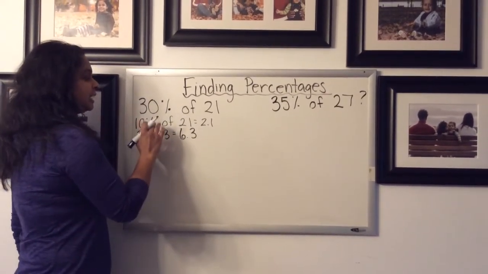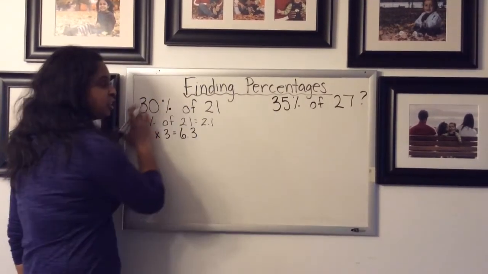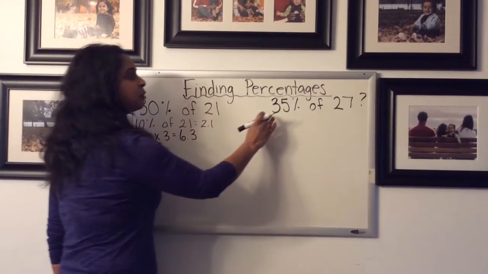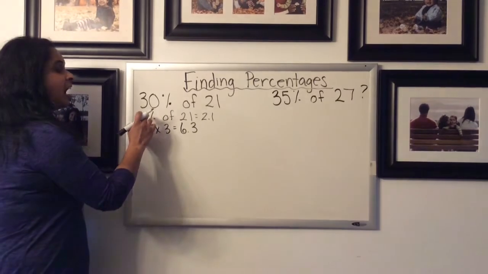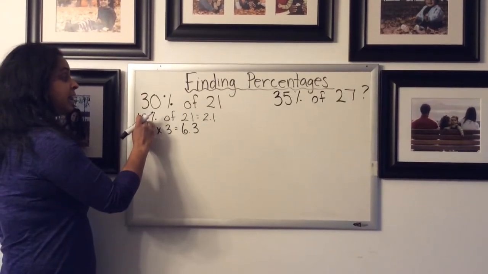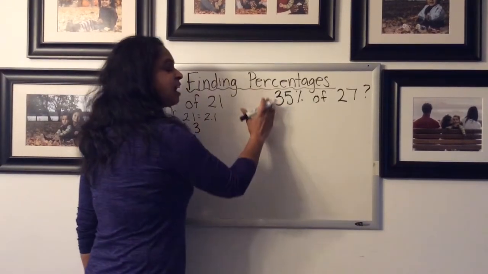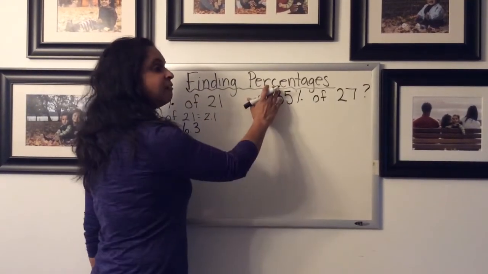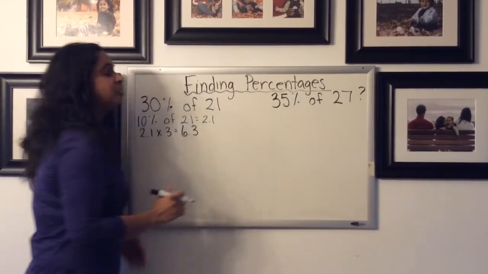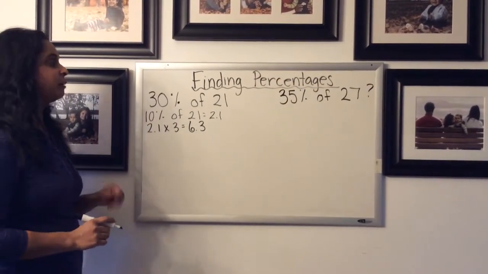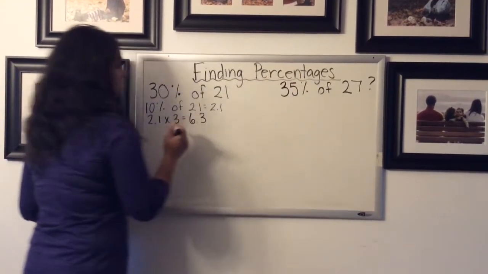So what you're going to see is something a little different today. You're not going to be able to use this strategy anymore, because now I'm trying to find 35% of 27. In this case, I found 10%, and because 30 is a multiple of 10, I can just multiply by 3. But 35 is not a multiple of 10, so I can't find 10% and then multiply it back to get that number. So this strategy is not going to work anymore. I'm going to show you another way to do it for these kinds of questions.